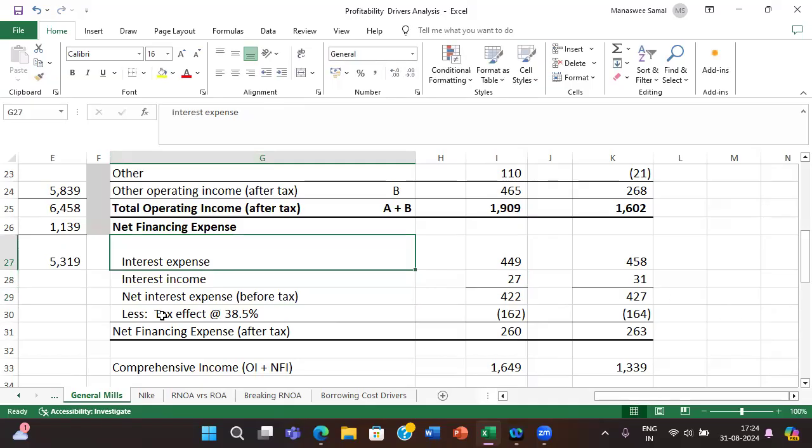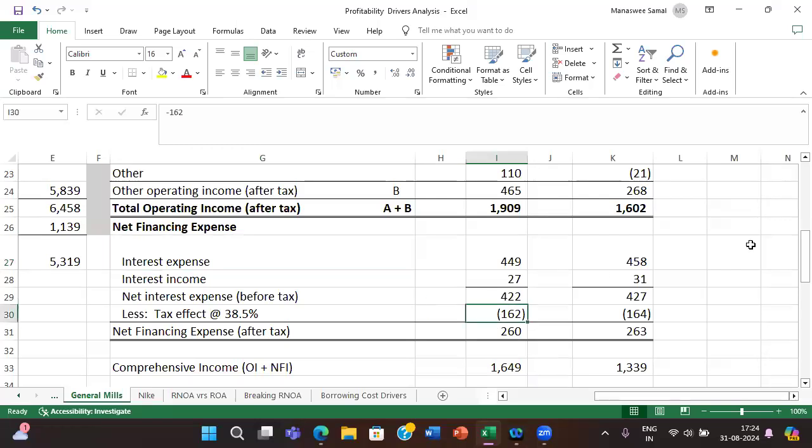Then the case has given us the tax rate, the income tax rate which General Mills is supposed to bear. That is 38.5%, and that is 162. I think in the classroom this figure was 170. I said that the 8 million of difference I'll figure out. Okay, I have sorted out the file. So 162 is the tax on 422. So net of tax, it works out to 260.